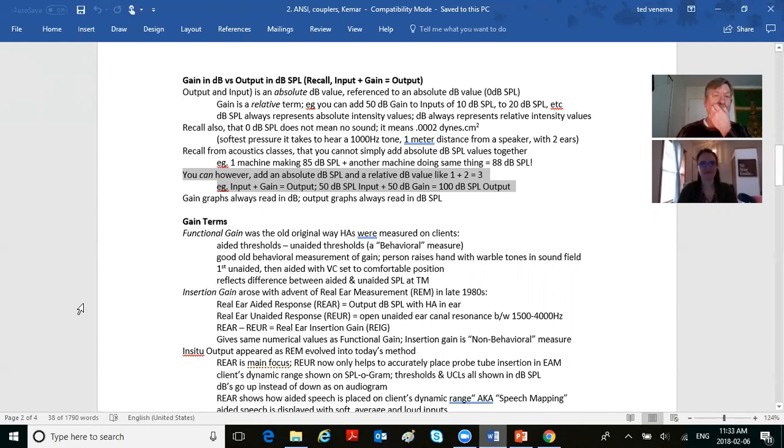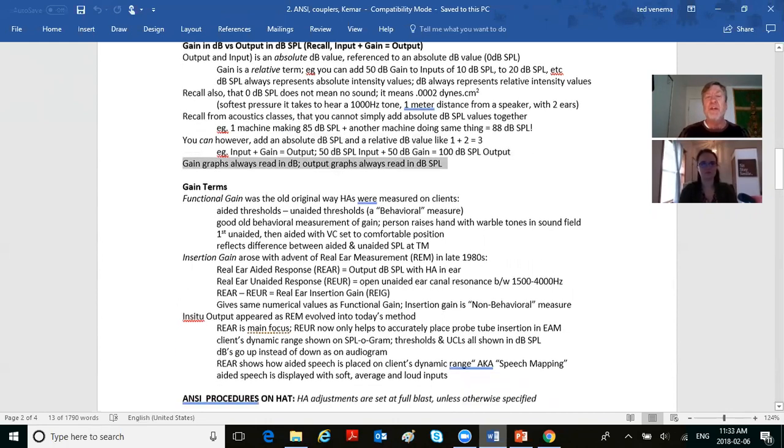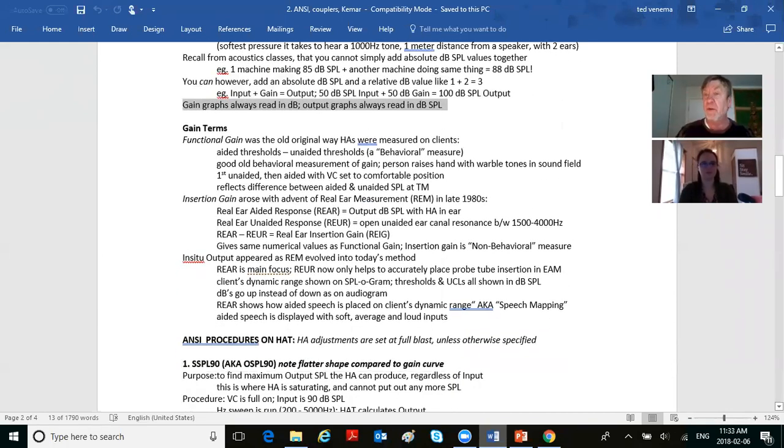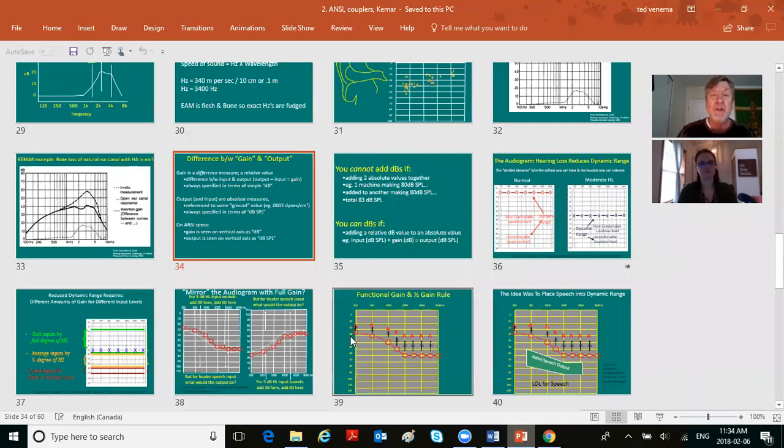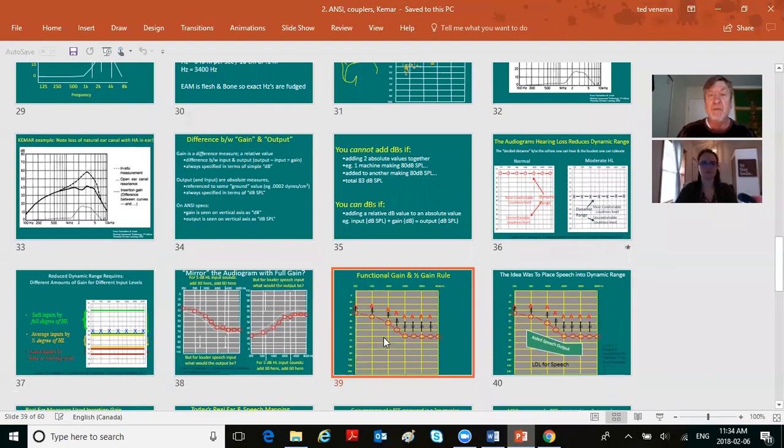Good. All right. Because you're going to see on hearing aid specs and on ANSI measurements, gain is always read in simple dB. Output graphs are always read in dB SPL. And let's look, just for the sake of historical terms and to indicate where we're going in this field, regarding real ear measurement, look at the term functional gain. Now, functional gain, I'm going to go to a picture of it in our notes, in our PowerPoints here, okay?